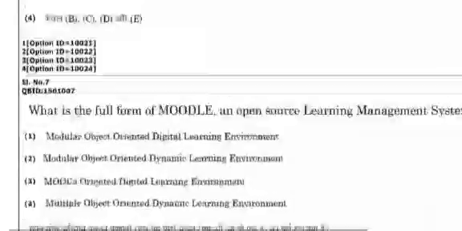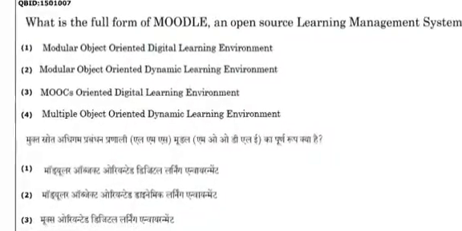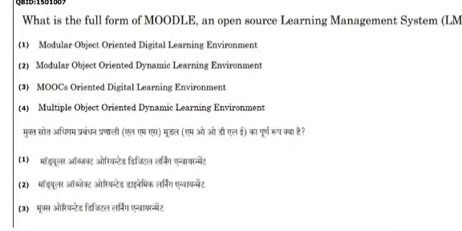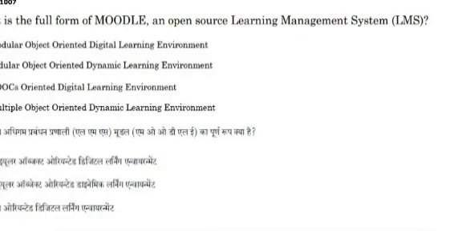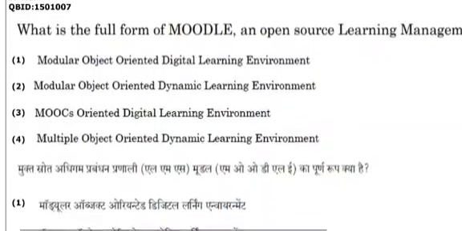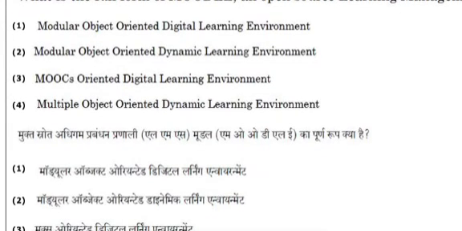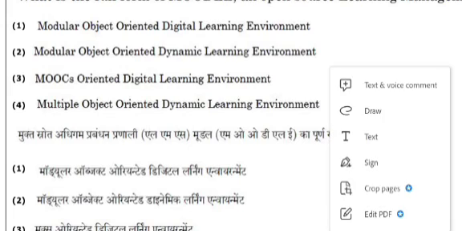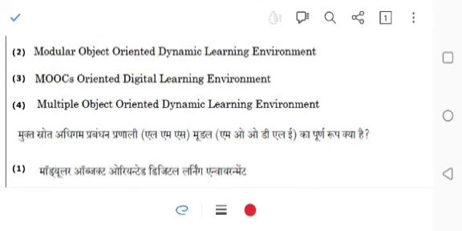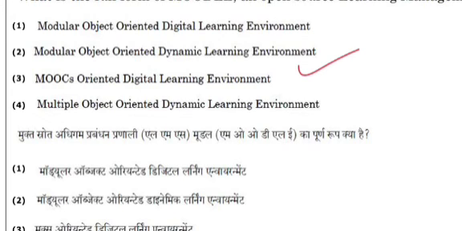Next will be number 7. Number 7 says, what is the full form of Moodle, an open source learning management system, LMS? These are the options, choose one. It will be B. That means modular object oriented dynamic learning environment. This is our correct answer.